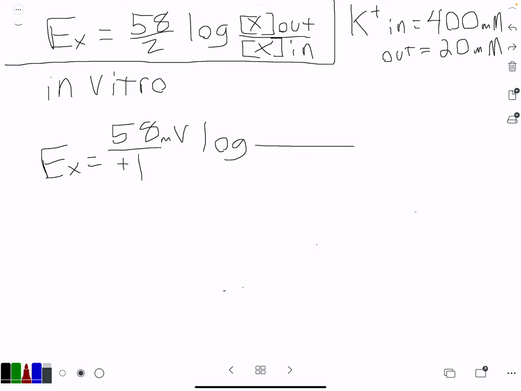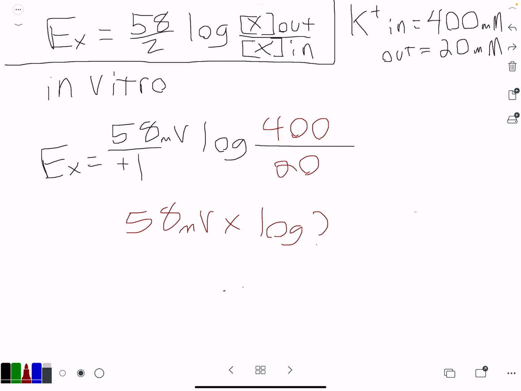and I'll do this in red to show you what I'm doing that's different, I'm going to put the inside concentration on the top, which is what we see in the chloride version of the Goldman equation. So if I put 400 on top and 200 on the bottom, this reduces to 58 millivolts times the log of 20. 400 over 20 is 20. Remember before it was 1 over 20. What's the log of 20?